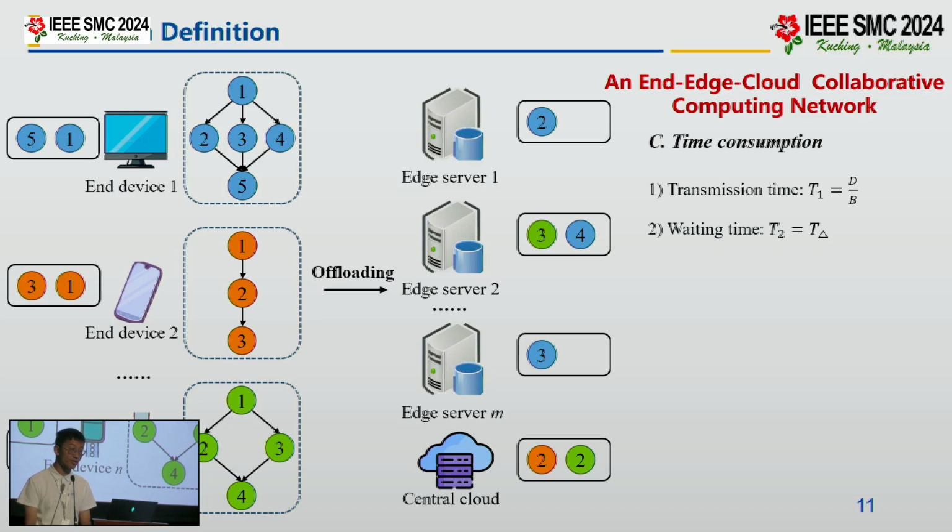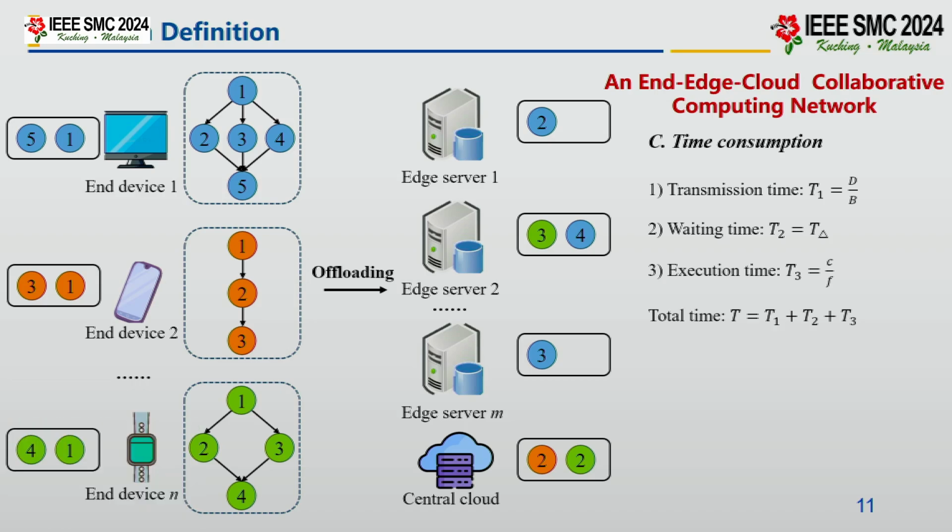The second part is the waiting time. Once the transmission is finished, it is ready to run, but it has to wait for the other tasks to finish so that they can release the computational resources. The third one is the execution time. It is calculated as the number of CPU cycles divided by the CPU frequency. So the total time of the tasks is calculated as T1 plus T2 plus T3.